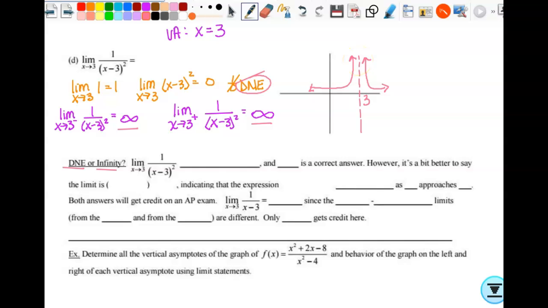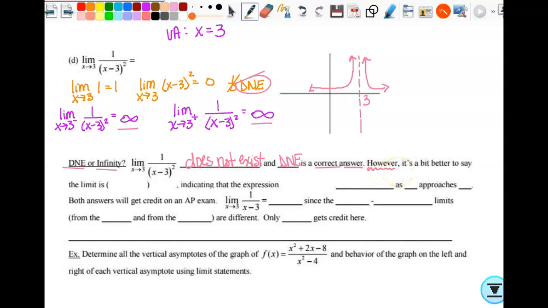As x approaches 3, what's my limit? What have we been saying for this? Infinity, okay? So D and E or infinity, which one is it? Okay, so the limit, oh, I have the wrong piece. So the limit to this does not exist and D and E is a correct answer.